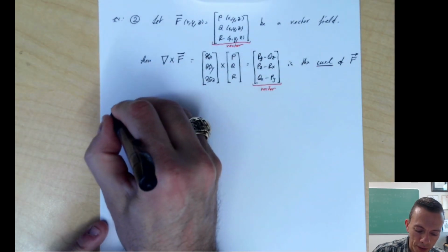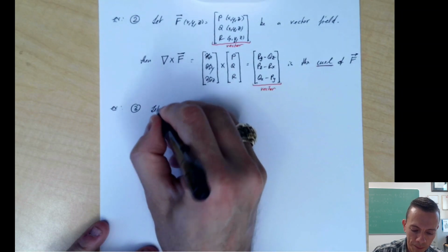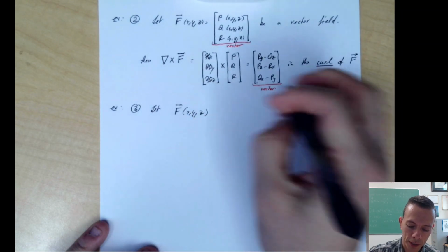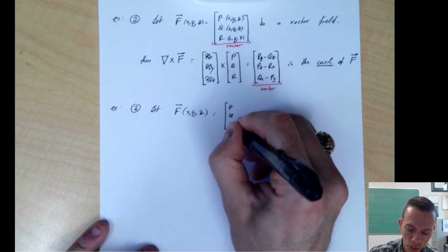So let's look at another example, starting again with the vector field p, q, and r.